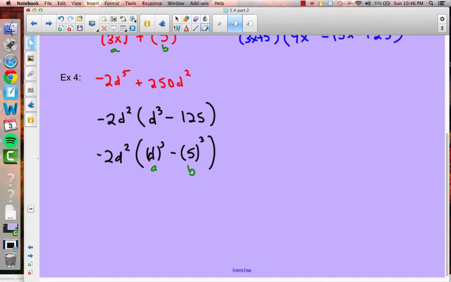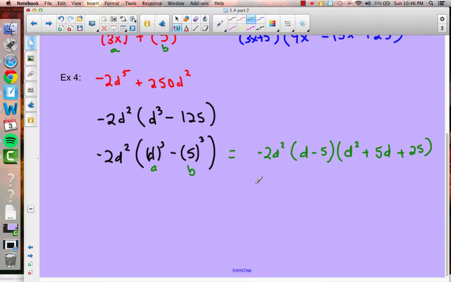So I'm going to go through my formula, writing into my equation. I'm going to leave the negative 2d squared out in front, and I'm going to fill in my a and b. So remember, it's a minus b, so that's going to be d minus 5. And then I'm going to fill in a squared, so that's going to be d squared. And then plus a times b, that's d times 5, which is just 5d. And then plus b squared, which is 5 squared, which is 25. So there would be my final answer.